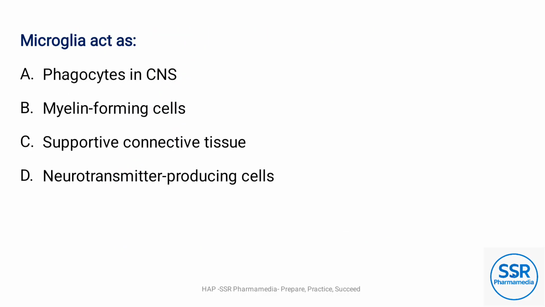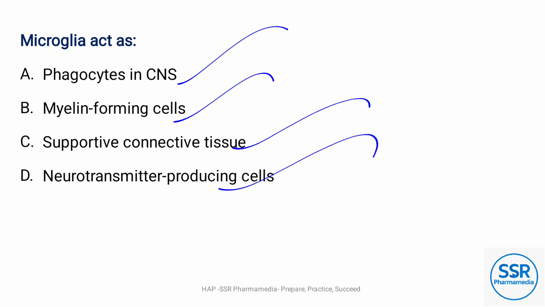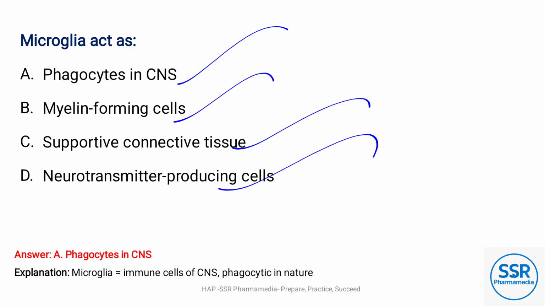So next question, microglia act as option A, phagocytes in the CNS, option B, myelin forming cells, option C, supportive connective tissue, option D, neurotransmitter producing cells. So the answer is option A, phagocytes in the CNS. Microglia are the immune cells of the CNS and are phagocytic in nature.